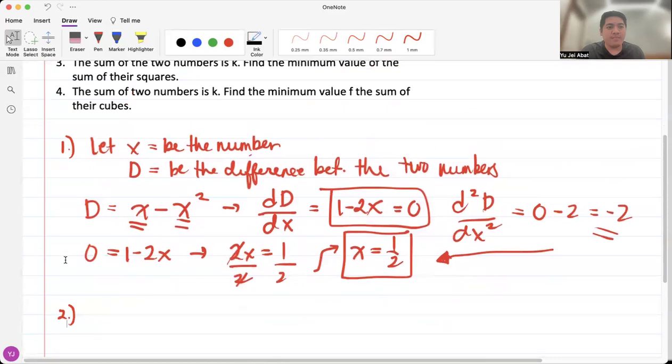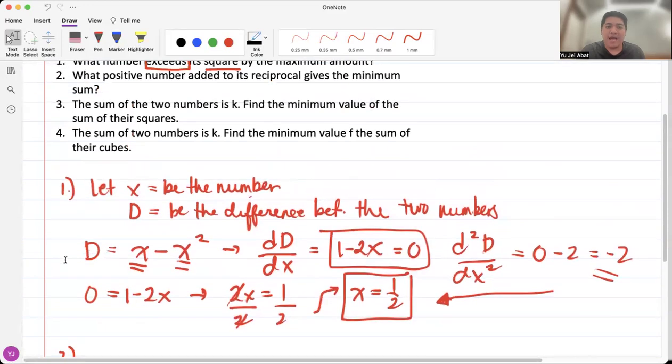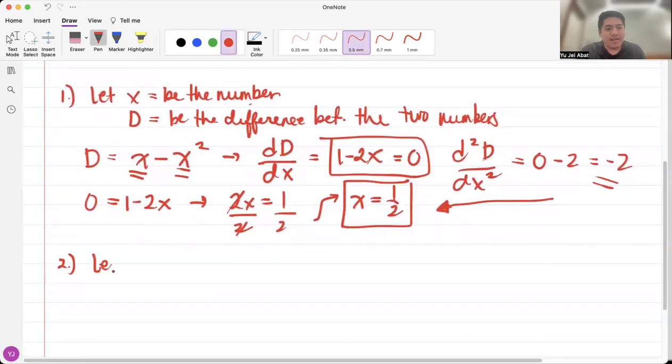For number 2, what positive number added to its reciprocal gives the minimum sum? So here we are asked to find the minimum. What positive number added to its reciprocal? So we let x be the number, and that same x will be added to its reciprocal. The reciprocal of that is 1 over x.